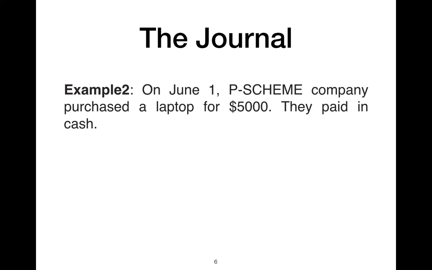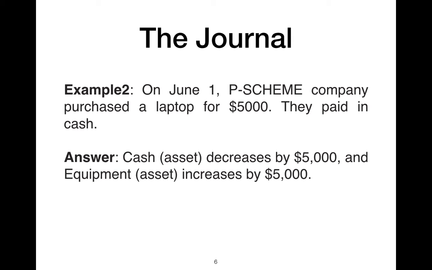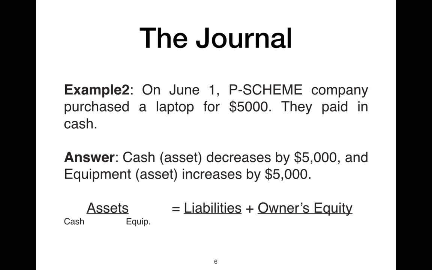In example 2, we have a laptop that was purchased by B Scheme Company for 5,000 US dollars. The amount was paid in cash. This means that B Scheme Company's cash decreased by 5,000 US dollars and the equipment increased by 5,000 US dollars, which is the value of the laptop. Both cash and equipment are asset accounts, so they appear on the left-hand side of the accounting equation.